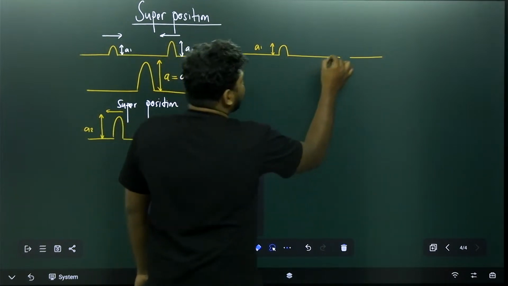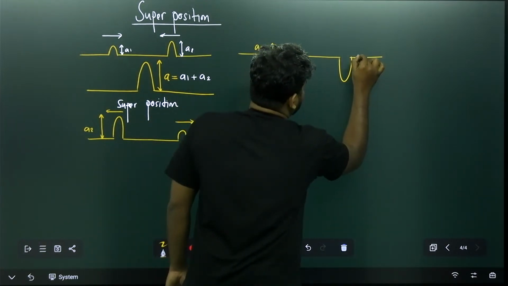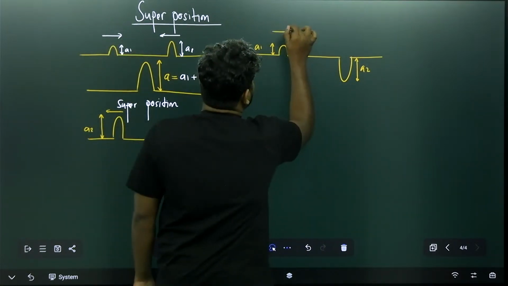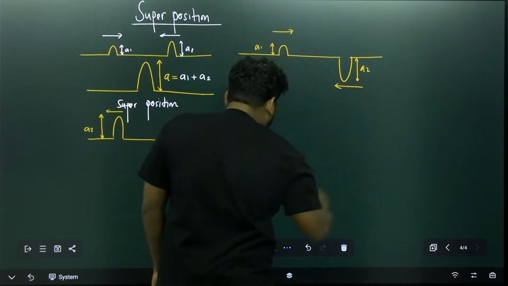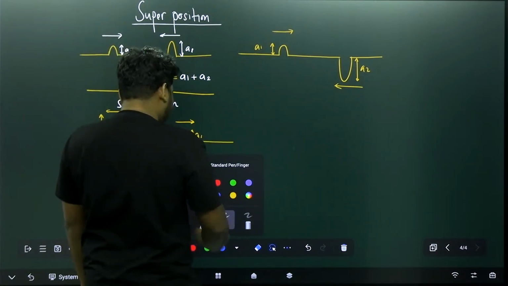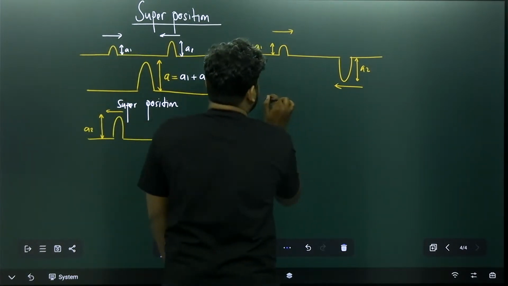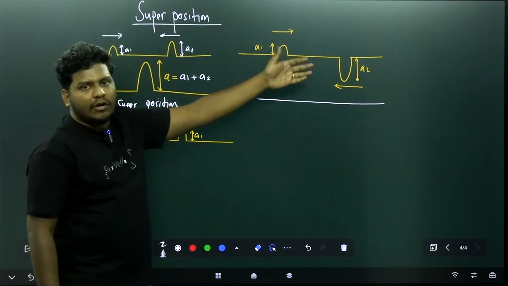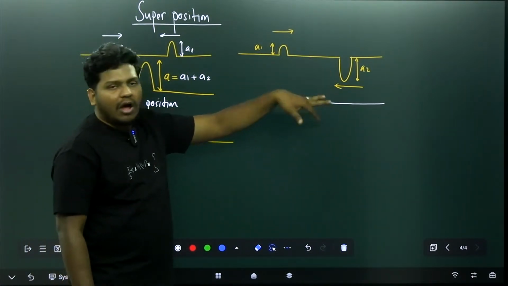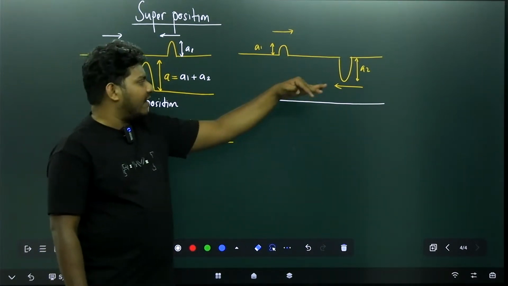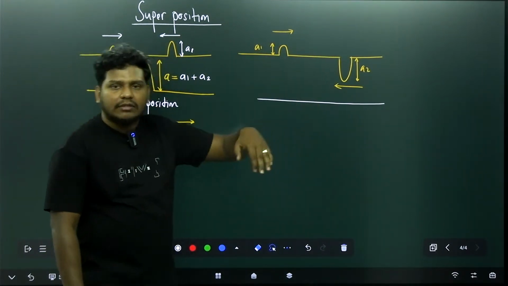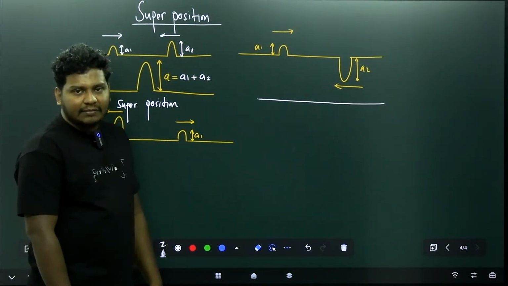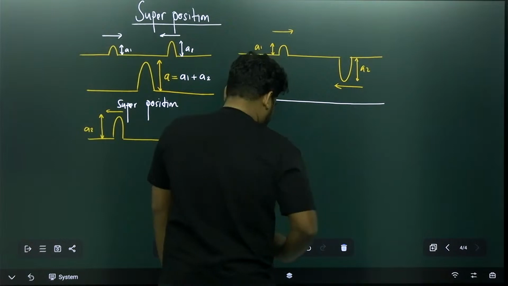And this is A2 now. So these two pulses are moving like this. What will happen? Superposition will happen. Can anyone tell me, will the resultant be upside or downside? How will it look? Right, it will look like this, guys.